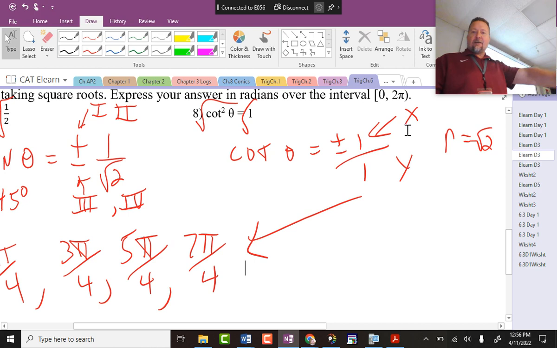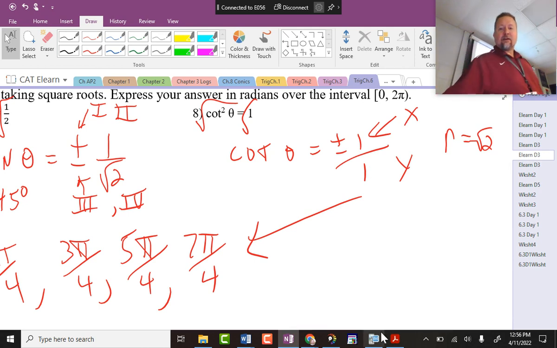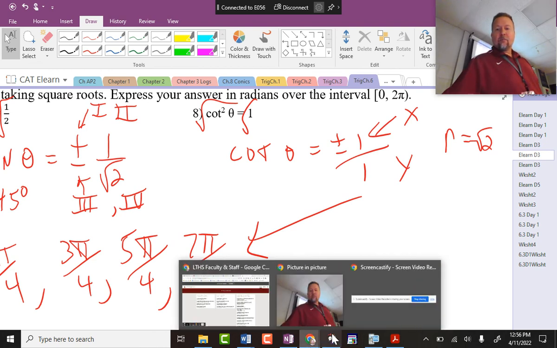All right, so that's over. Let me make sure I didn't rush that. 1 squared plus 1 squared is 2. Square root of 2 is r. That's your 45s. That's how you do it. Okay.